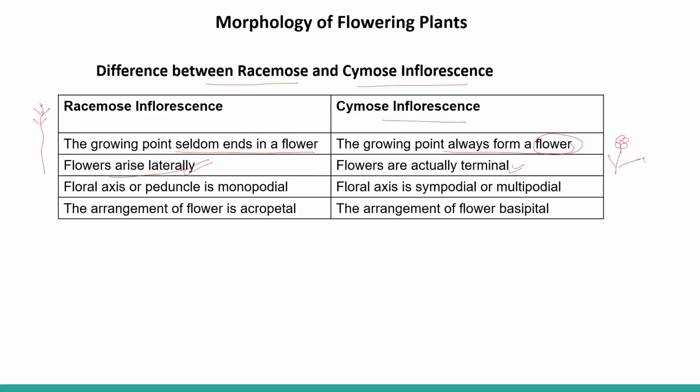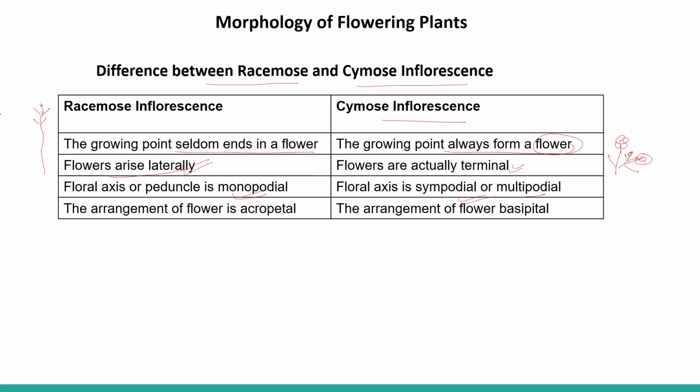In cymose, the flowers are actually at the terminal position. Terminal again, and this will give rise to another terminal. So always the flowers are present at the terminal position. The floral axis or the peduncle is monopodial in racemose. In cymose, the floral axis is sympodial or multipodial.